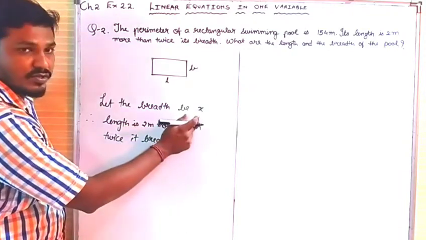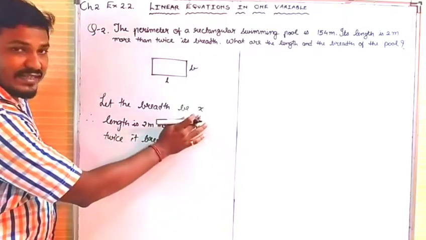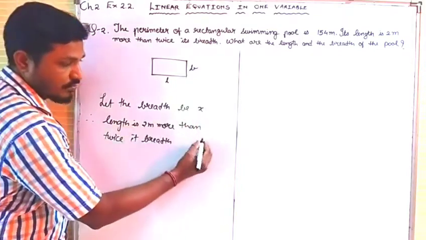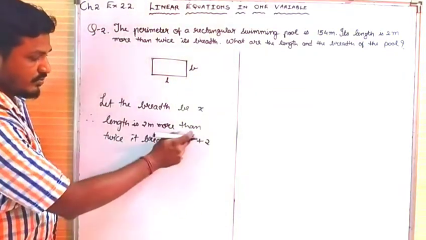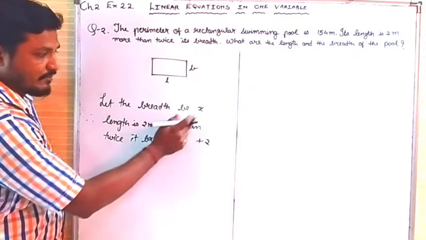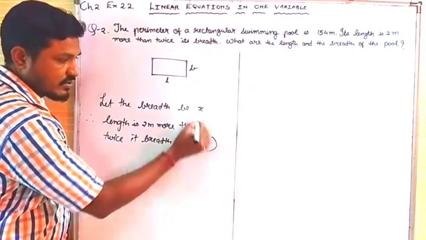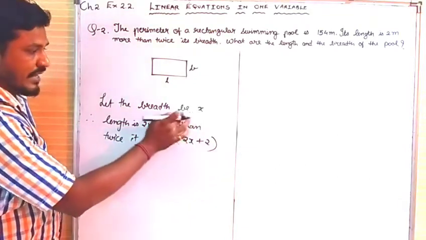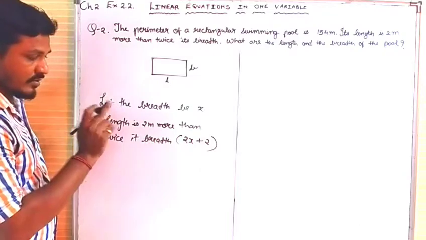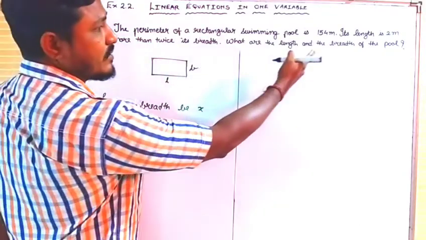Here I had supposed breadth be x. So if breadth is x, length is 2 meter more. 2 meter more means you have to add 2 meter more than twice its breadth. If breadth is x, so what is the twice of breadth? 2x. See here both the values we got. Length, that is 2x plus 2, and breadth, that is x. Now, what are the length and the breadth of the pool?